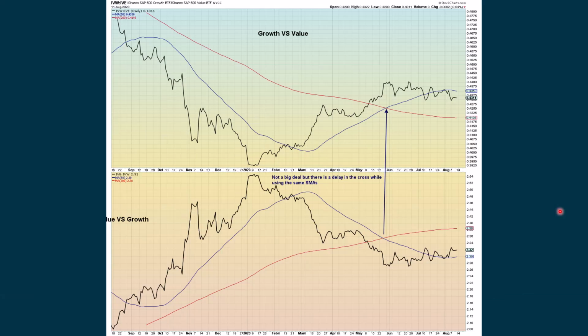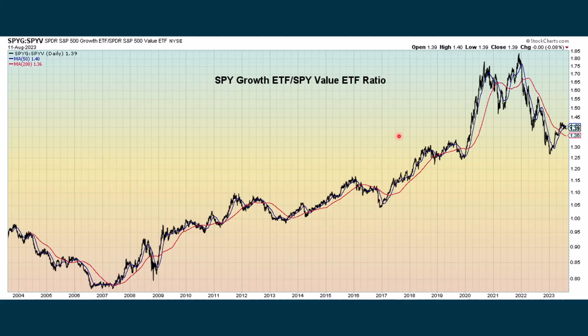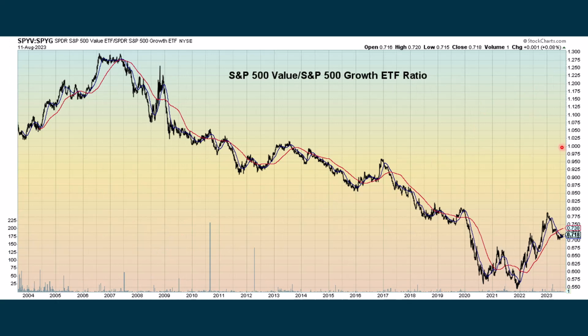What's interesting is when we do a ratio between the two. On the top, we have growth versus value, showing that growth is outperforming. And then on the bottom, we have value versus growth, showing how value is underperforming. The reason why I do multiple charts and sometimes inverse charts is because they calculate slightly differently, and we want to see the same thing at the same time. When we look at the growth ETF versus a value ETF, it's showing the growth is outperforming, where we saw a recent golden cross with this ratio. The inverse of that is showing how value is underperforming, where we saw a recent death cross.